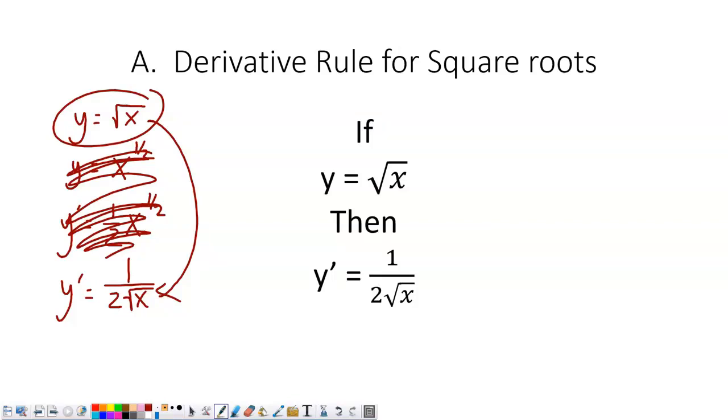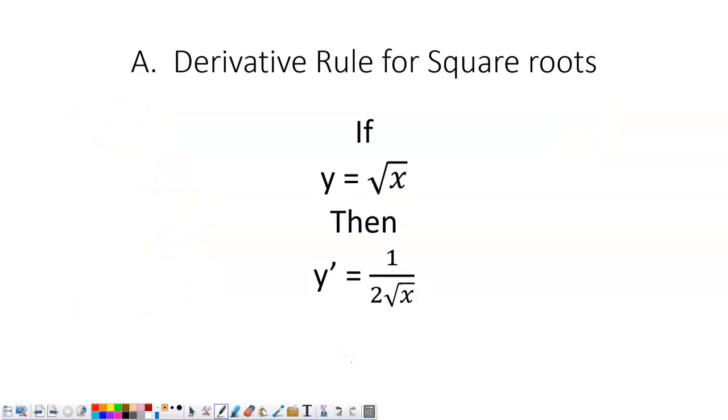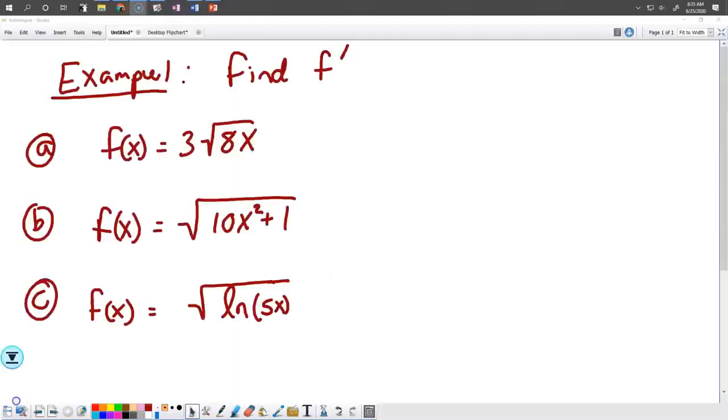Now we still need to know the process though, because what if I give you something else like this? Now you need to know how to do it because there are so many different types of roots. But the square root is the most popular root, and since it's the most popular root, it also turns out to be the one that's most popular to get derivatives for, and so it's nice to have a shortcut for it. So let's go ahead and do some examples where that would come in handy.